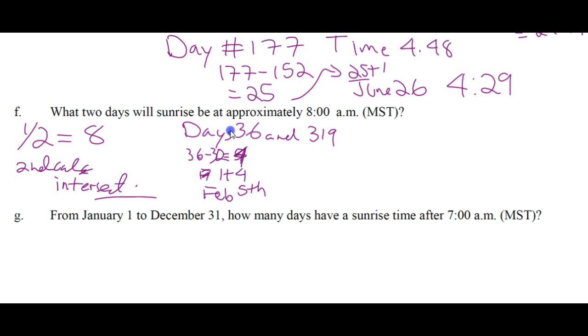And day 319, what's our reference point? November 1st is 305. So 319 minus 305 is 14, and 1 plus 14 is 15. So November 15th. Those are both standard time months, so there's no daylight time to worry about converting. So February 4th, 5th. Go.